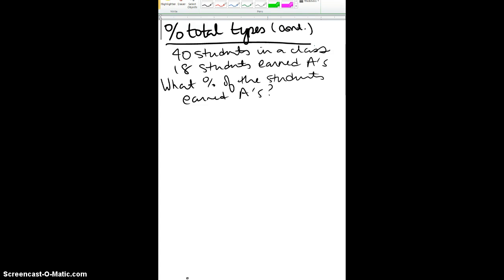All right, here's another example. There's 40 students in a class. 18 of the students earned A's. What percent of the students earned A's? Again, algebra or using a proportion, it'll tell you what to do, just like units tell you what to do.